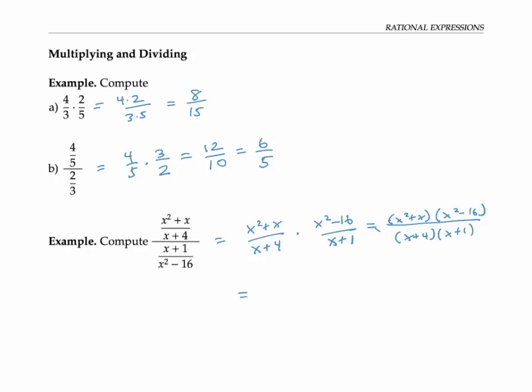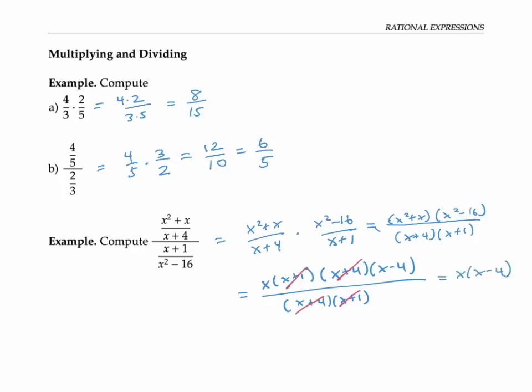So let's factor it even more. The x squared plus x factors as x times x plus 1, and x squared minus 16, that's a difference of two squares. That's x plus 4 times x minus 4. The denominator is already fully factored, so we'll just copy it over, and now we can cancel common factors here, and we're left with x times x minus 4. This is our final answer.